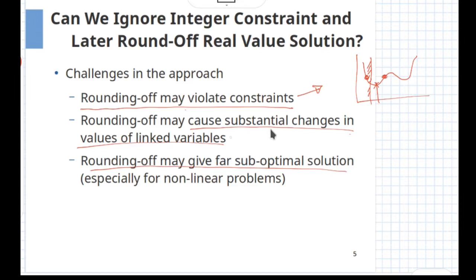The second would be changes in the value of linked variables. That is, when you choose either the right hand variable or the left hand variable, there can be substantial changes in the related variables. So for example, if this variable represents an electric wire of AWG12 and the right hand side is a different size of wire, depending on the wire size, the characteristic of your system may substantially change, and as a result, your solution may not be correct.